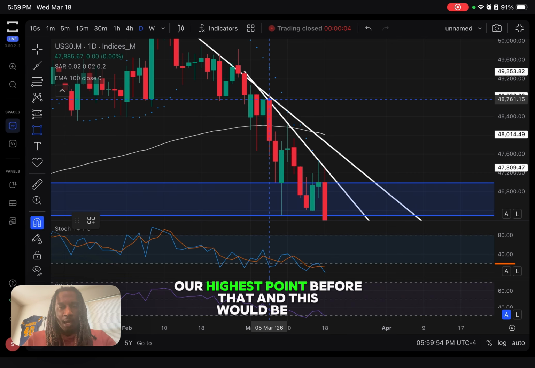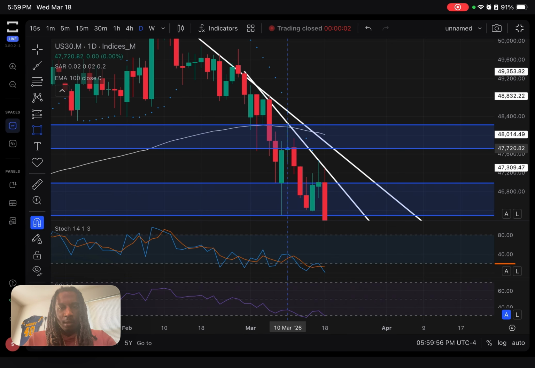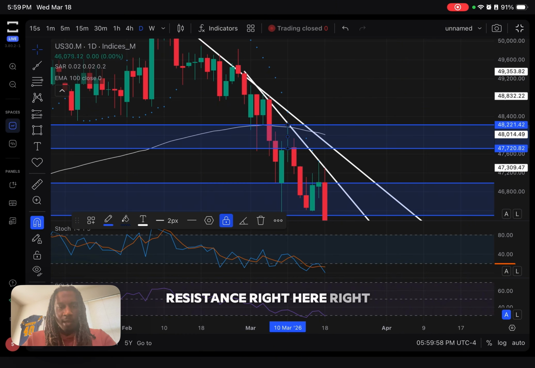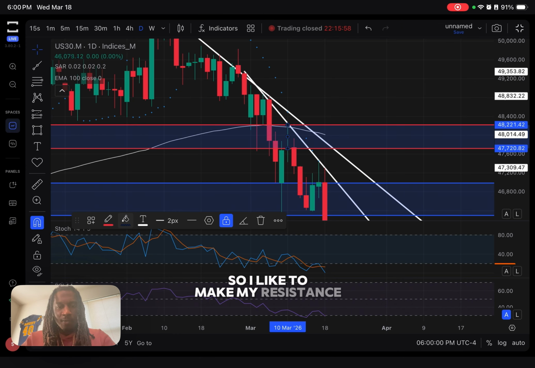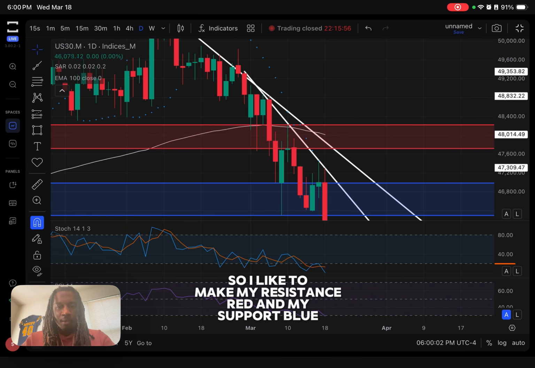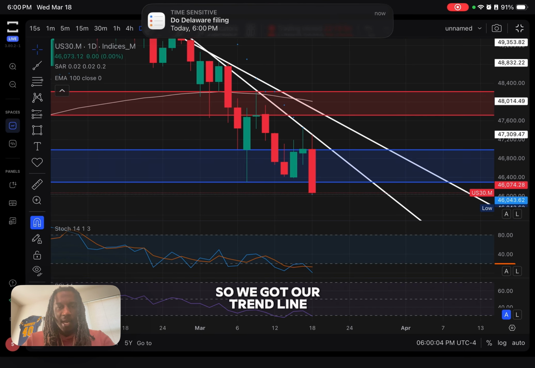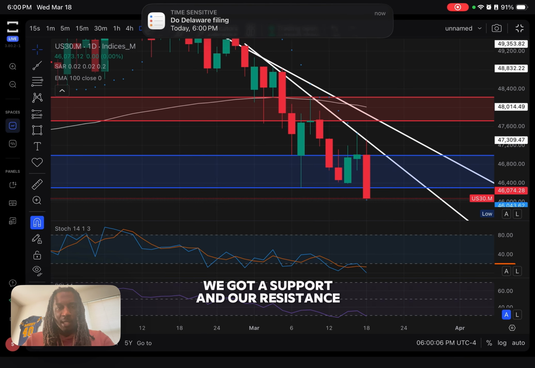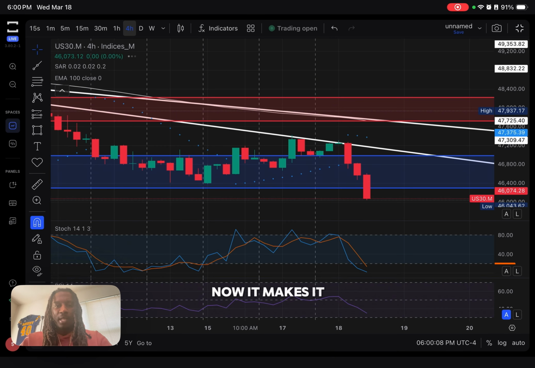And this would be our resistance right here, right? So I like to make my resistance red and my support blue. So right here, boom, we got our trend line. We got our support and our resistance, just like that. Now it makes it real easy and clean.